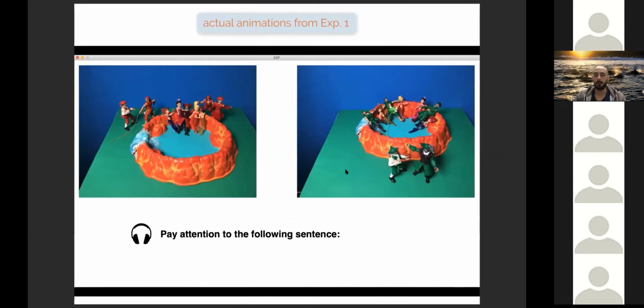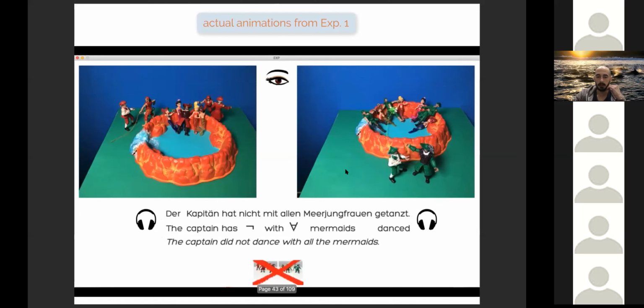And then they were asked to pay attention to the following sentence. The captain did not dance with all the mermaids, okay? So, is this sentence true in this kind of scenario? Yes or no? Can anyone answer?